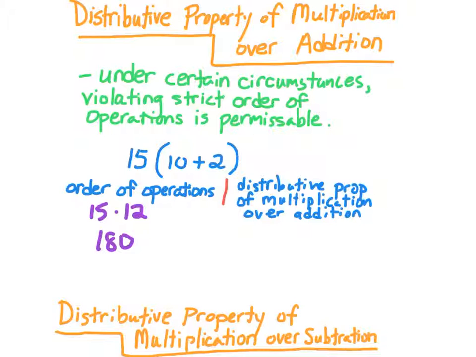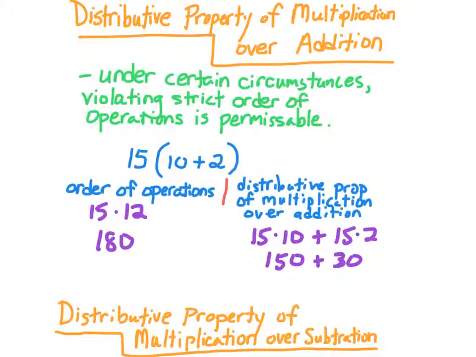Now again, this becomes a very handy property because sometimes you'll have what are called non-like terms in the parentheses, so you can't add them. So the only thing you can do to simplify the expression is use the distributive property. So this will really come into play in algebra. So what this property says is I'm not going to do the inside of the parentheses first. I'm going to multiply the 15 by the 10 and then add to that the 15 times the 2. 150 plus 30, which is 180, and I get the same thing.